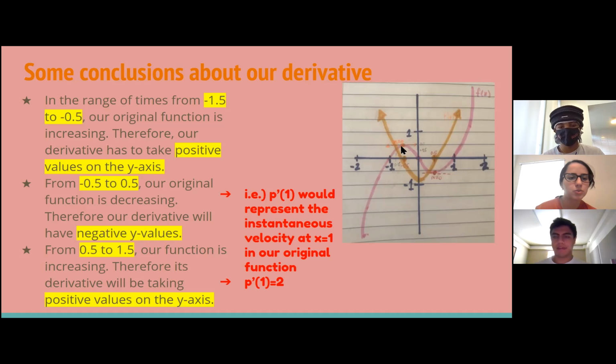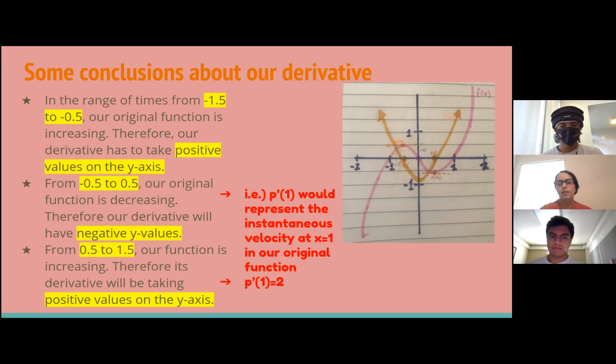Going on to the second range, from -0.5 to 0.5, we can see that our original function is decreasing. So we know that our derivative will be taking negative y values in that range. And finally, from 0.5 to 1.5, our function is increasing. Therefore, our derivative will be taking positive values on the y-axis.